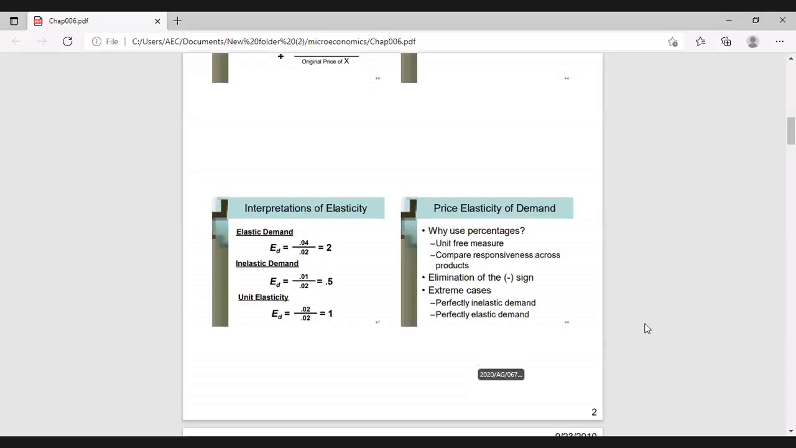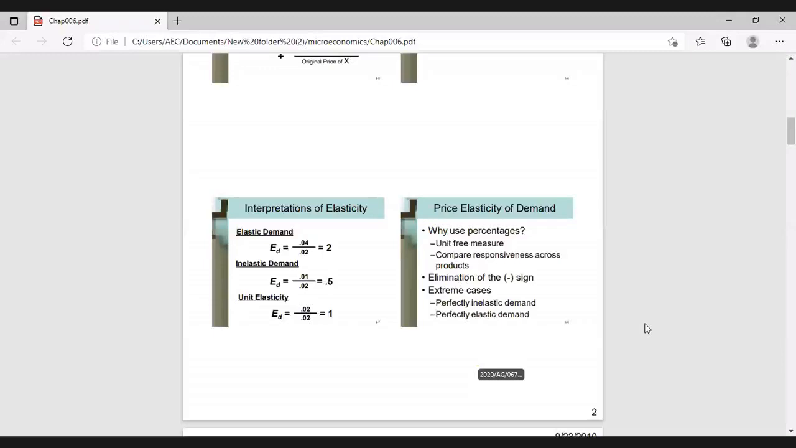Extreme cases. So now elasticity is some finite value, like 2, 3, and so on. But there are very rare extreme cases. The demand may be perfectly inelastic. Perfectly inelastic means that for a price change, consumers don't respond.